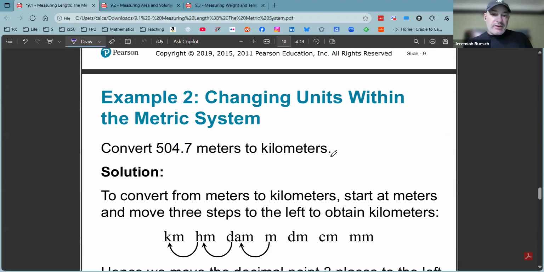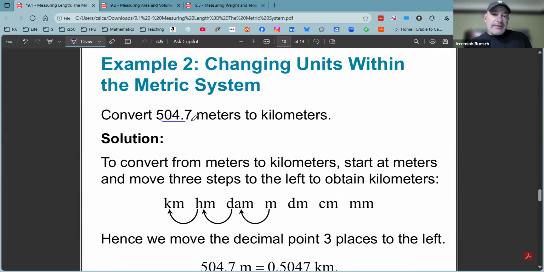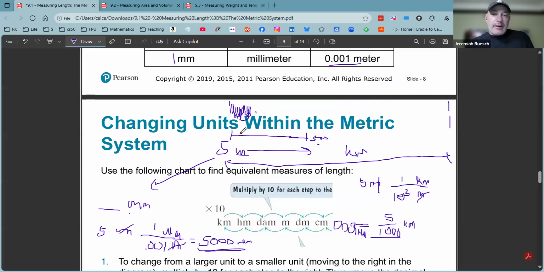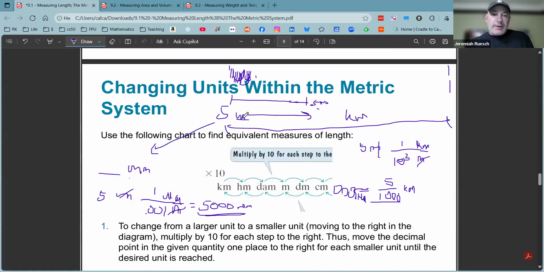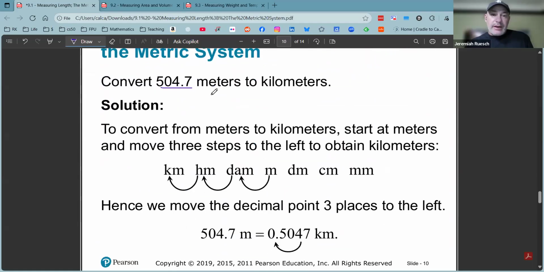Okay, let's see, changing units within the metric system. So that's what we just had there. If we wanted, again, to go from 504.7 meters to kilometers, we're going from the small unit to the big unit. And so just like we did before, we're given this and we want to go that way, so we're going to end up dividing by powers of 10. So this 504 in terms of kilometers is the same thing as moving the decimal place 1 for every power of 10. So 1, 2, 3. And so we end up here with 0.5047 kilometers.